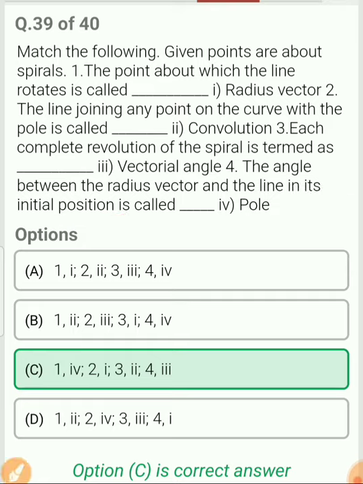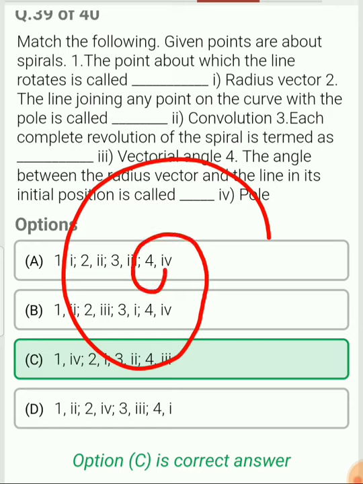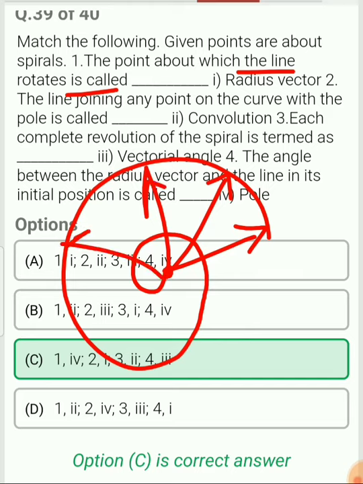To understand this, let me draw a spiral over here. Fine. So in this case, the point about which the line rotates. Let's say this is a point about which the line, if we take an arrow over here, will rotate across this point, right? It rotates across this point. So this point about which the line rotates is called the pole. This point is considered the pole in case of a spiral.